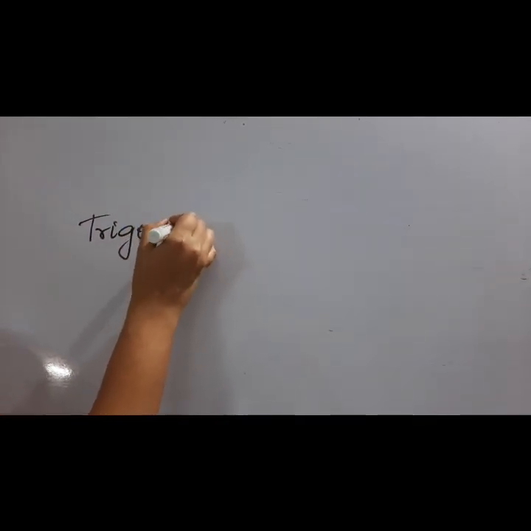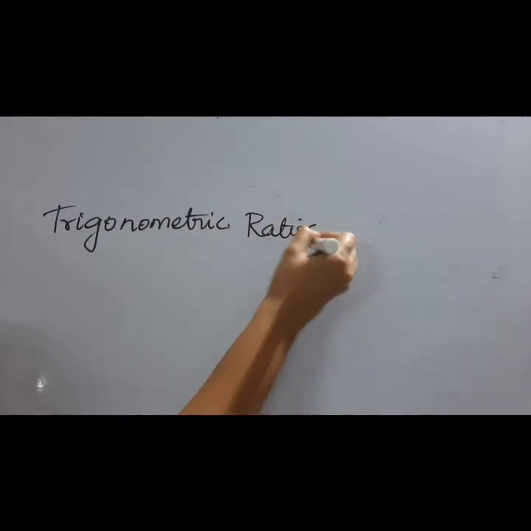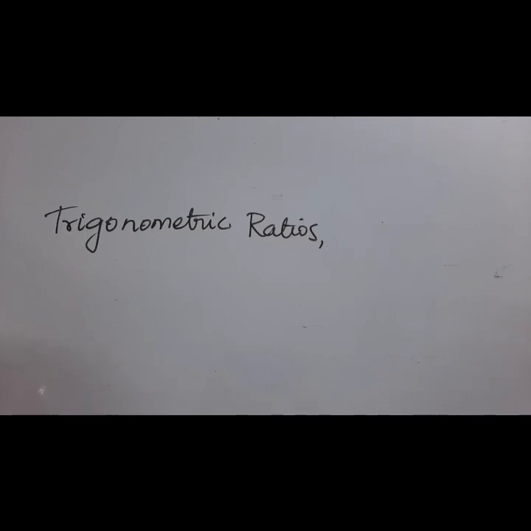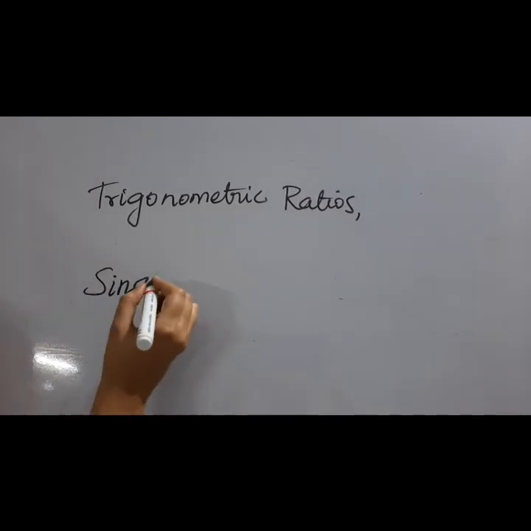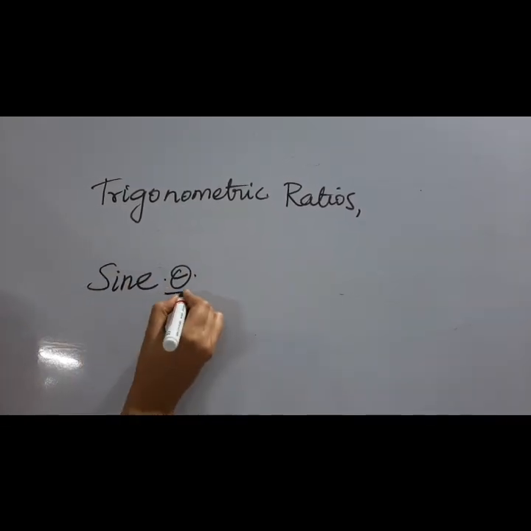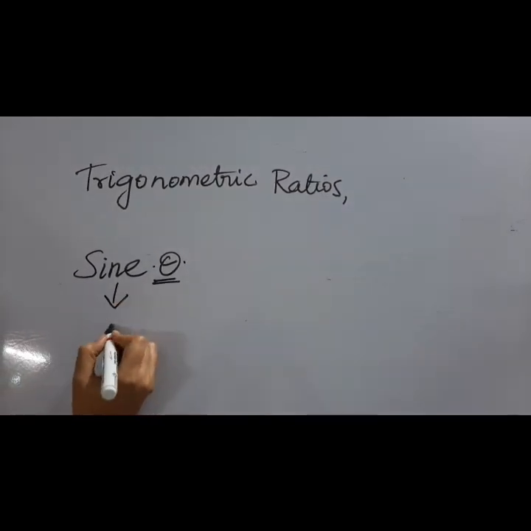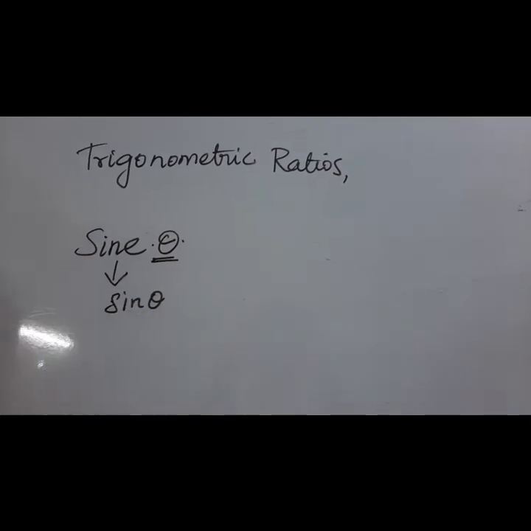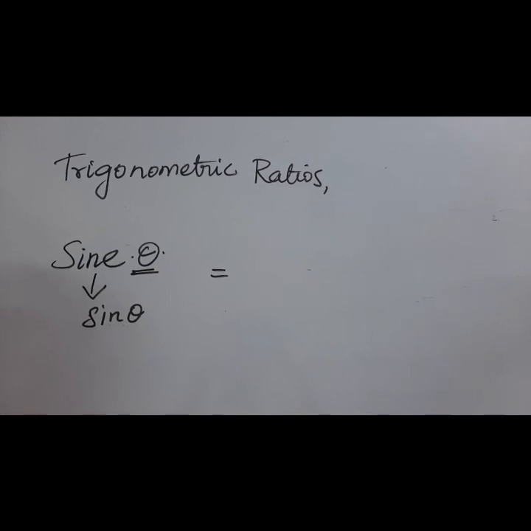Fine. How are we going to calculate the values of the angles? Using trigonometric ratios, we are going to find out the value of the angles. There are 6 ratios. First is sine theta. Theta is a variable which represents angles. Sine theta, which we write as sin theta.